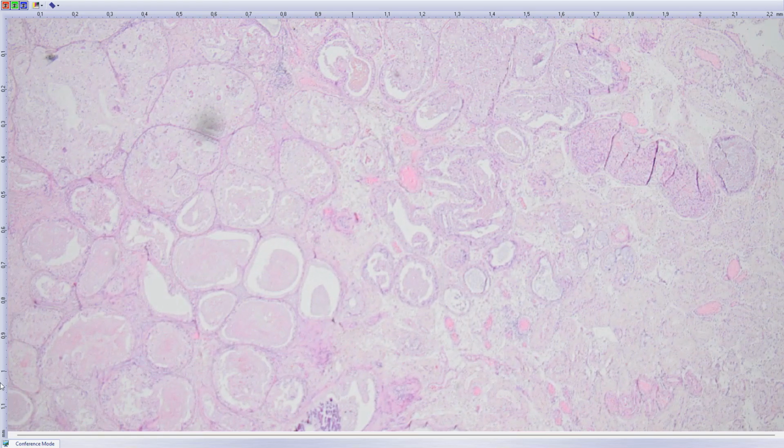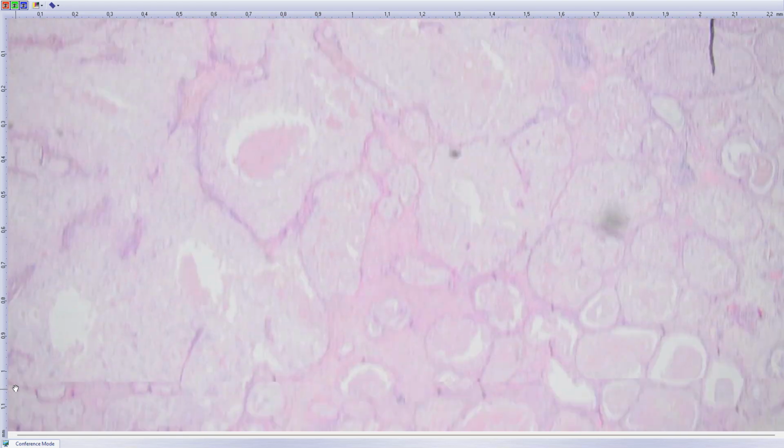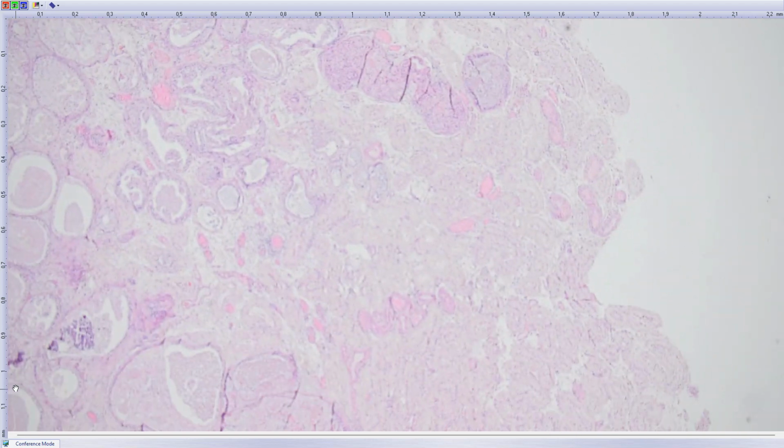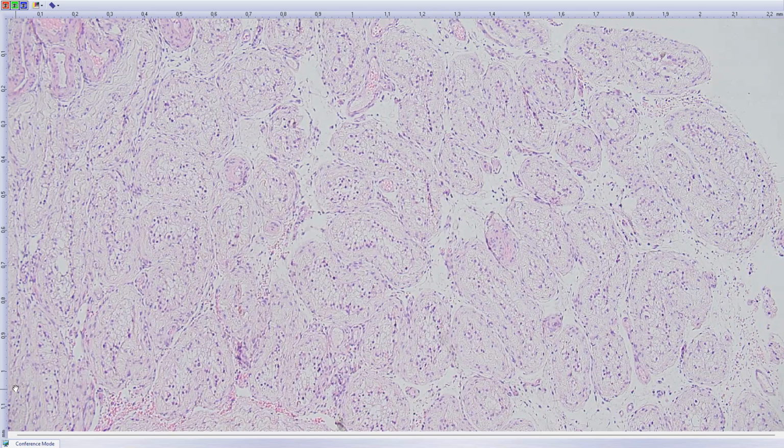And my last case is also from the testis, and it was a 70-year-old man, and we have a tumor like this. Here are some residual, rather atrophic testicular germ cell tubules, and the tumor itself is.